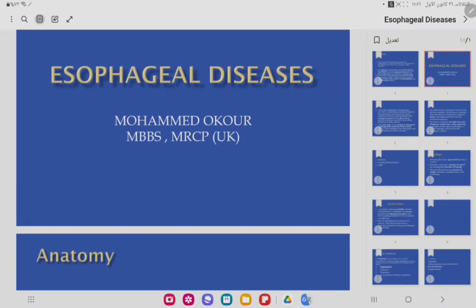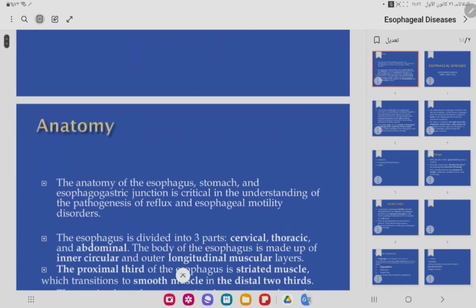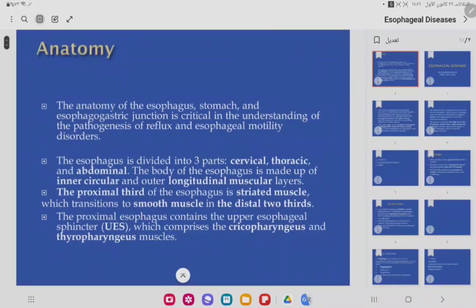Esophageal diseases. The anatomy of the esophagus, as we all know, is the food pipe. We have the esophagogastric junction, which is critical in the pathogenesis of any esophageal disease, important in reflux and motility disorders. The esophagus is divided into cervical, thoracic, and abdominal parts. It's made of inner circular and outer longitudinal muscular layers.